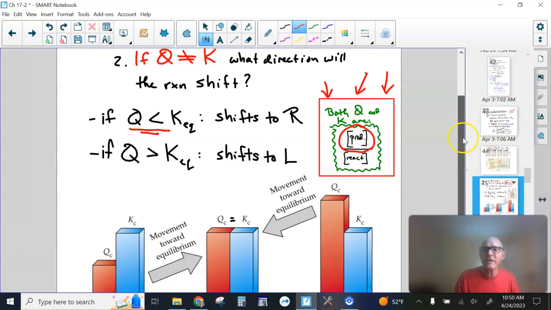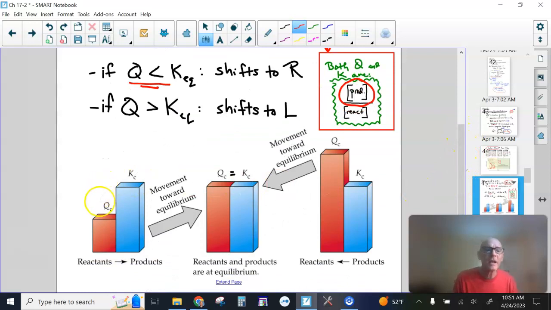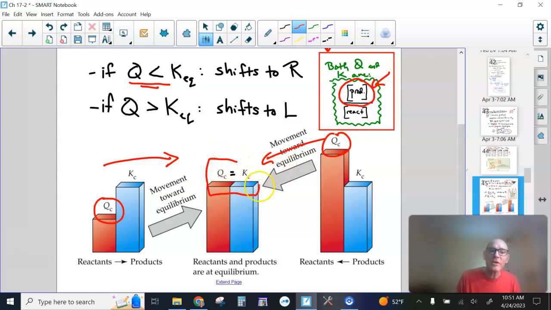All right, this is a pretty good diagram of this. Take a look again. If Q is too small, you don't have enough products, it's going to shift to the right and make more product. If Q is too big, it's going to shift left and make more reactant. And again, if Q is equal to K, then you are at equilibrium presently.